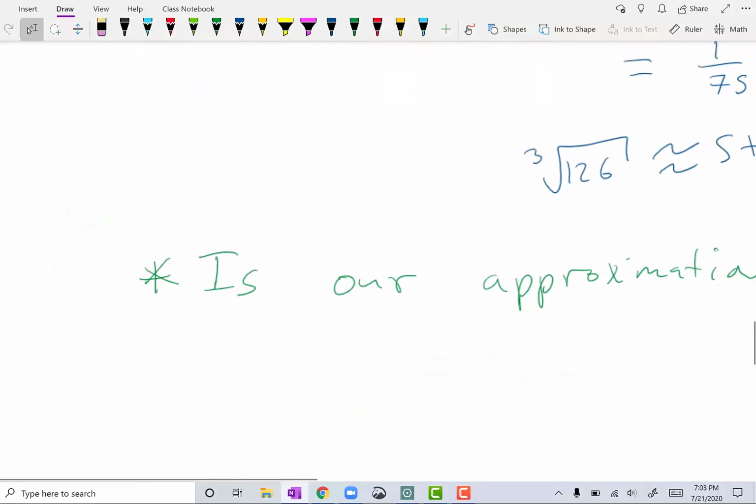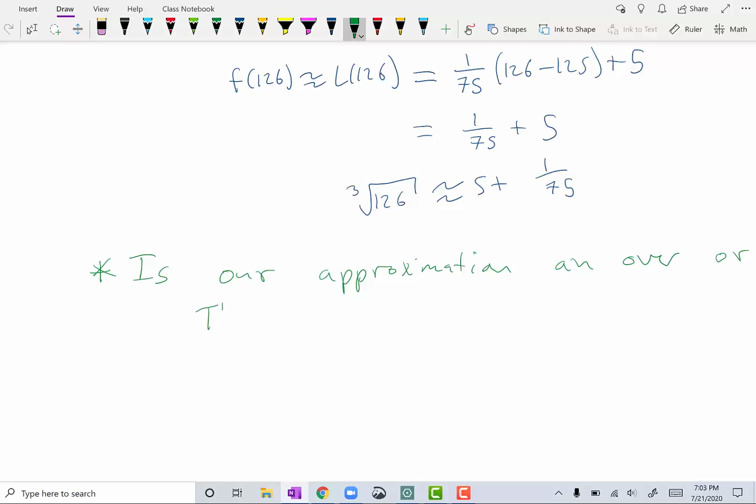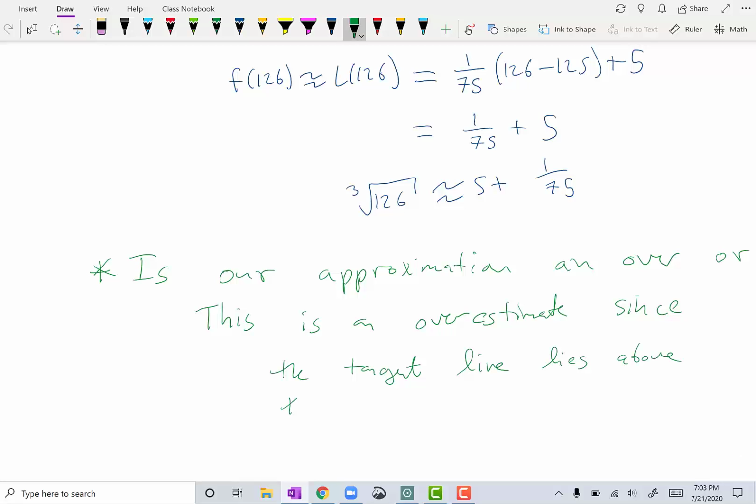So the answer is, this is an overestimate, since the tangent line is above the graph near 125. If the tangent line had lied under the graph, it would have been an underestimate.